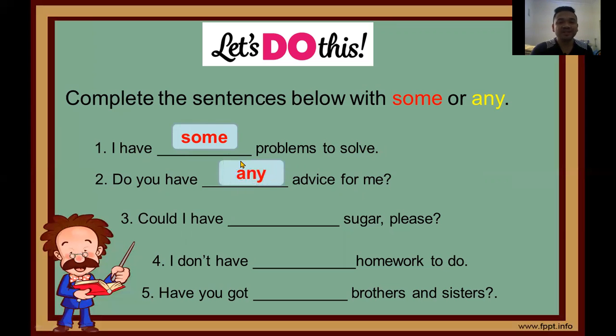Here, use any. Do you have any advice for me? This is a question. There is another rule here: use any for a question where you really don't know the answer or you are uncertain of the answer. Here, you don't know if he or she has advice for you. So in this particular instance, use any, like I said, if you're asking and you don't know the answer. So, do you have any advice for me? Use any in this situation.